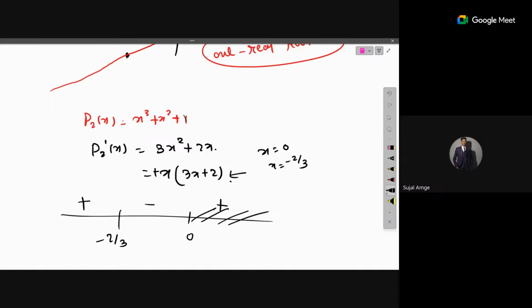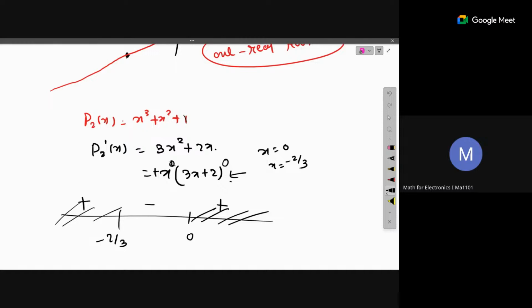If power is odd, then it's positive. If power is even, then it's negative. It depends on the power of the roots. So if the root has even power, then we won't consider the points here. Minus 2, 3 and 0 we are considering because they are a linear power. That's why it's correct.